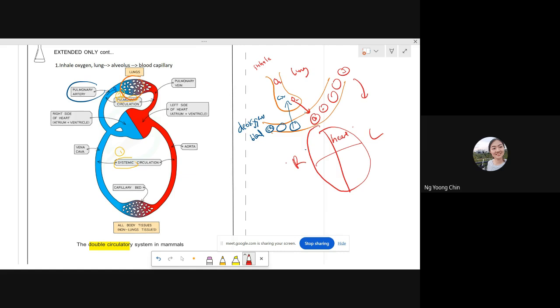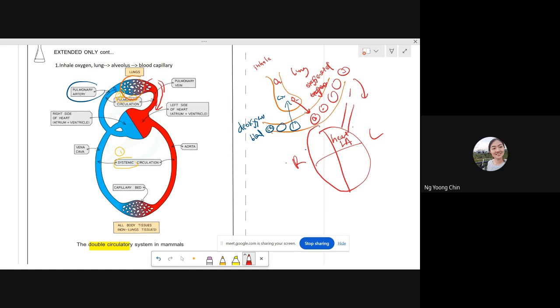Once the red blood cells are able to take in the oxygen from the alveolus, they will become oxygenated blood, right? Now it has become oxygenated blood. This oxygenated blood will go this way, see, this pathway. They will travel by this blood vessel we call the pulmonary vein. The pulmonary vein is connected to the left atrium of the heart, LA. LA refers to the left atrium of the heart, okay?